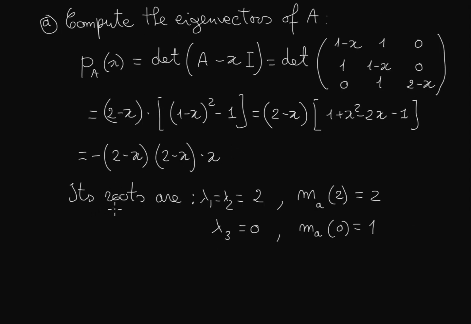This means that its roots are 2 and 0, but 2 has algebraic multiplicity 2, because it is 2 minus x squared. Therefore 2 has algebraic multiplicity 2, and the root 0, which corresponds to this factor, has multiplicity 1. MA of 2 is 2 and MA of 0 is 1.